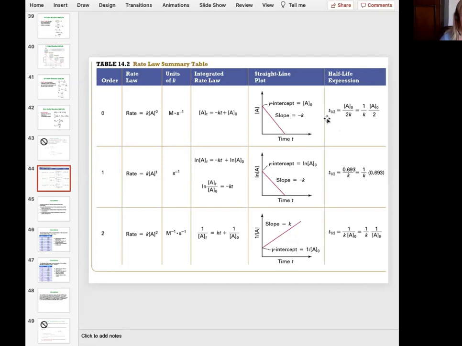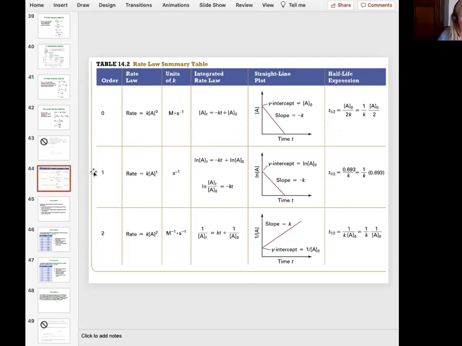So if you see that your half-life is getting shorter over the course of that reaction, then that's going to tell you it's zero order. If your half-life is independent, so it stays the same as your reaction goes, your half-life doesn't change, then you're first order. And if your half-life gets longer, then you're going to be second order.